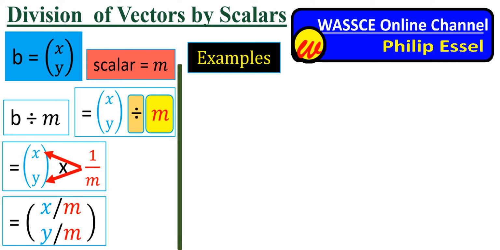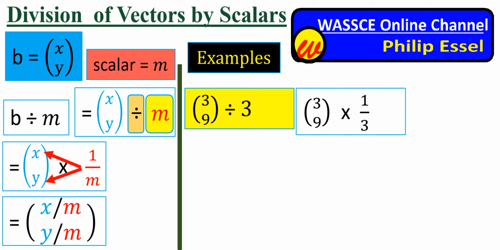Now let's solve some examples with what we have just learned. Example 1. We have the vector 3, 9 divided by the scalar 3. So we would first change the division sign to multiplication, and the scalar 3 would also be changed to its inverse, which will be 1 over 3. When we do that, we would get the vector 3, 9 times the scalar 1 over 3. When the 1 over 3 multiplies 3, you would get 1, and when it multiplies 9, you would get 3.